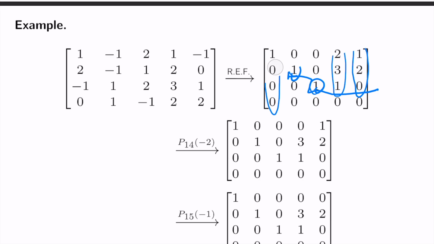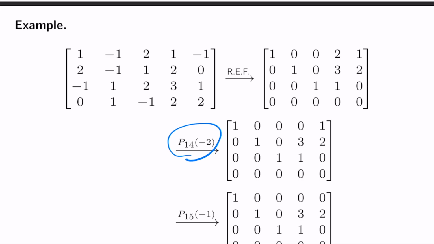So starting from this reduced echelon form, let's apply some elementary matrices from the right. Okay, first let's try this one. So if we apply P14 of -2, that means we multiply the first column by -2 and add that to the fourth column. So if we do that, what we get is this. So the first column multiplied by -2, we get, for this one, we get -2. So this is added to the fourth column. So -2 plus 2 is 0. That's what we get.